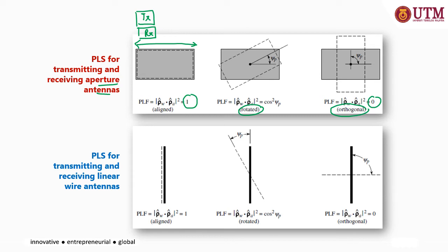Alright, for linear wire antennas, PLF again equals 1 when the transmitter and the receiver are aligned. When there is an angle or rotation, the PLF is equal to the dot product of the incident wave and the antenna unit vectors, squared, and it is equal to 0 when both components are orthogonal to each other.